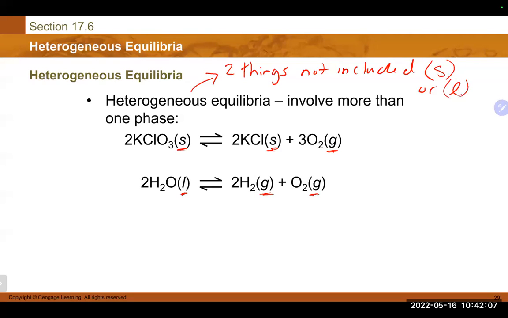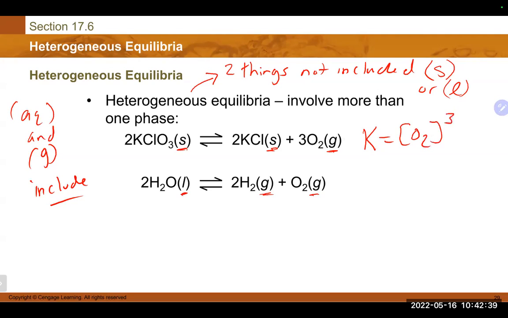The reason these things are not included in the equilibrium expression is that anything that is a solid is essentially just sitting there. It's really not participating in anything. And anything that is a liquid, its concentration will remain constant. That means, as we talked about, aqueous and gas are the two things that you do include if you write an expression here. So if we were to write the expression for the top one, K would equal the concentration of O2, cubed. That would be all that we would put in there, because this guy is a solid, so it would not be included, and this guy is also a solid, so it would not be included in this expression. That would be the only thing there.